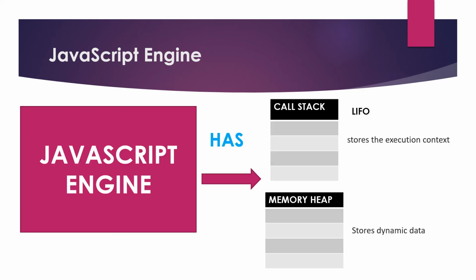The JavaScript engine has two important data structures. The first one is called stack. It is also known as execution context stack. And this is where your script or your functions get executed. The second one is memory heap. And memory heap stores all the dynamic data like function definitions, objects, and arrays. And we will now see how this call stack or execution context works.